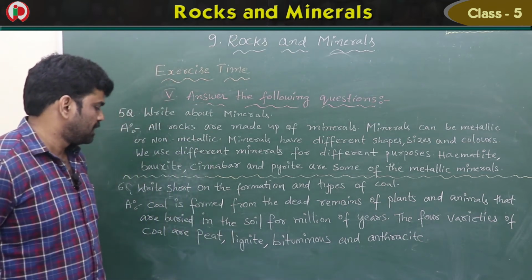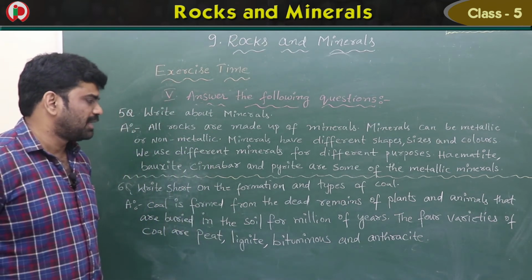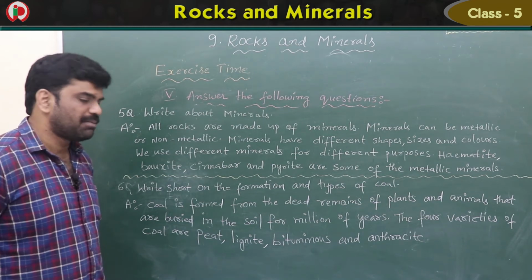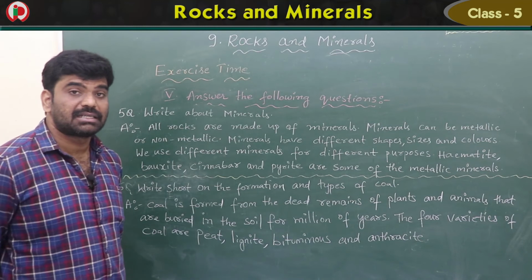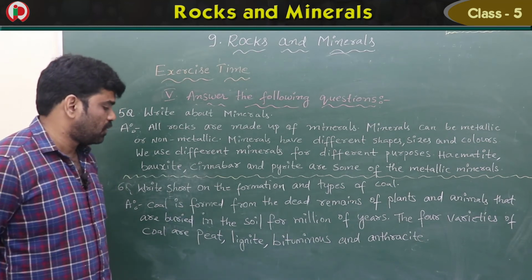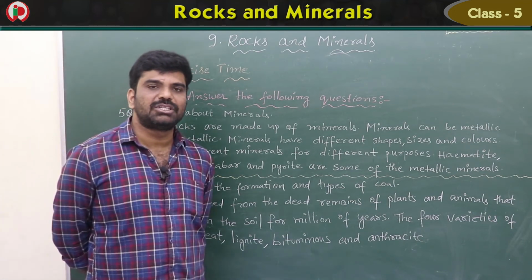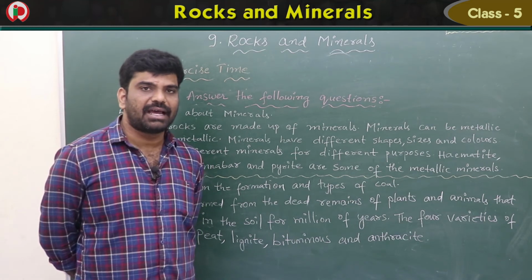So once again, coal is formed from the dead remains of plants and animals that are buried in the soil for millions of years. The four varieties of coal are peat, lignite, bituminous and anthracite.